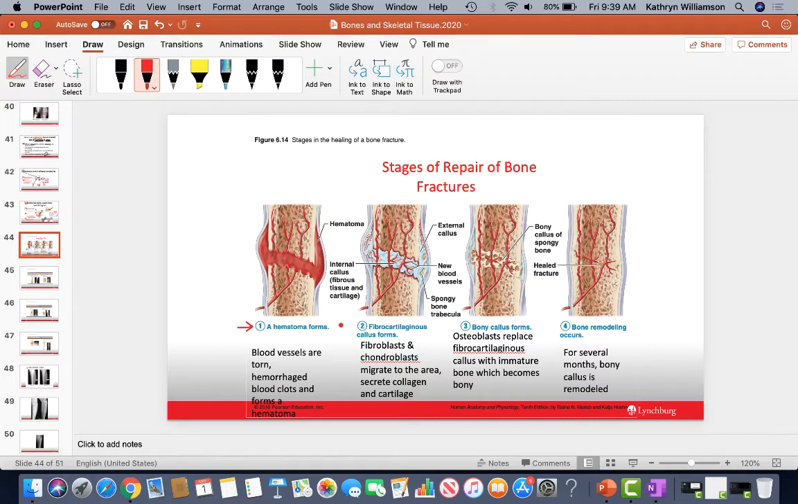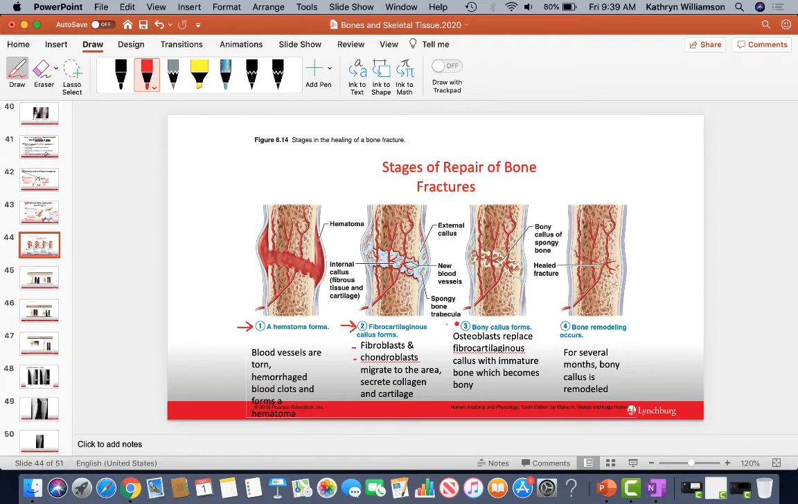The second step is we're going to form a fibrocartilaginous callus. Basically, after you have a break, you're going to have a migration of fibroblasts and chondroblasts into the area. Fibroblasts are going to secrete collagen, chondroblasts are going to start secreting cartilage, and they form this initial callus made of fibrocartilage material.